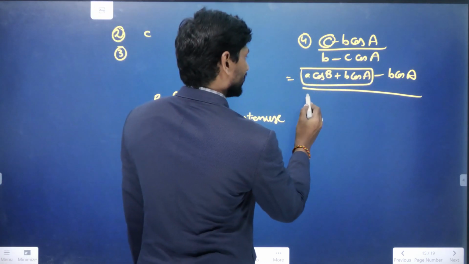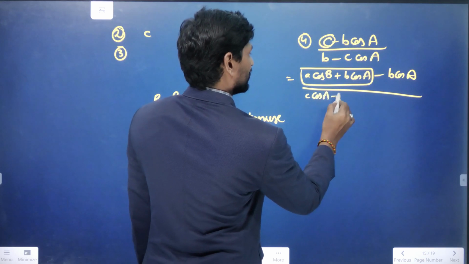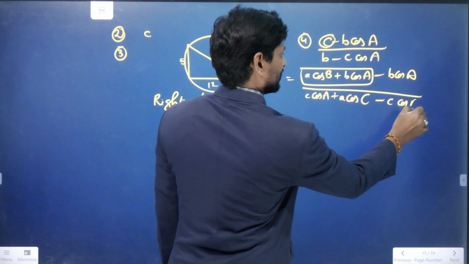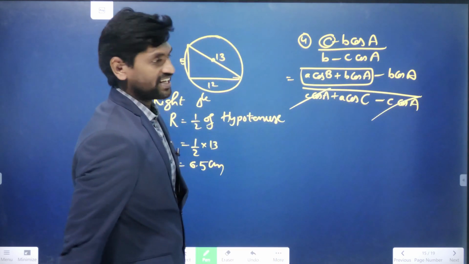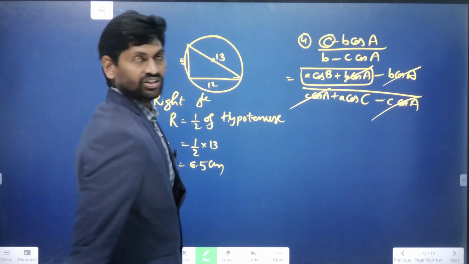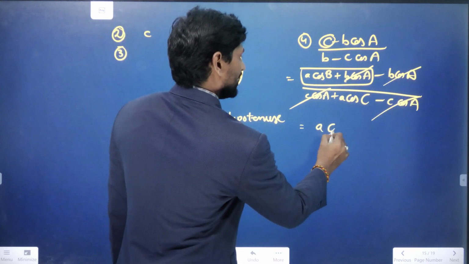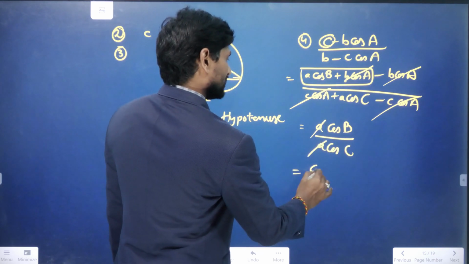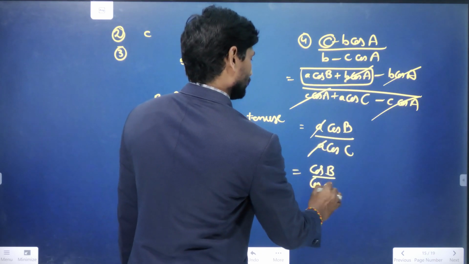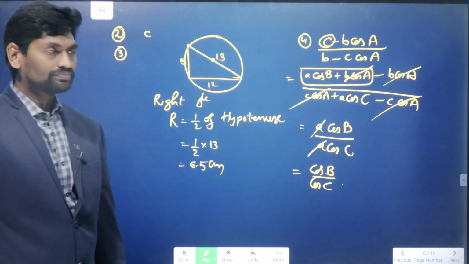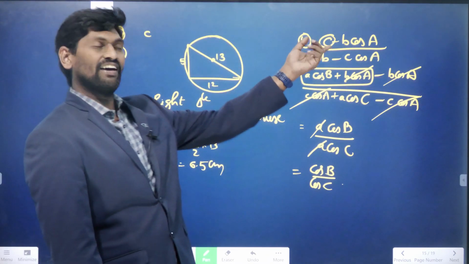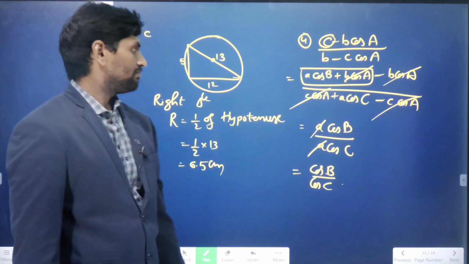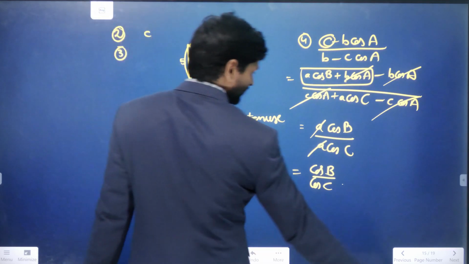In the place of small b I can write c cos A plus a cos C. Then c cos A minus c cos A cancel, and b cos A minus b cos A cancel. What is remaining? a cos B by a cos C. So a also cancels. The answer is cos B by cos C. Okay? In the place of small c I have written the projection rule. Let us go to the next problem.